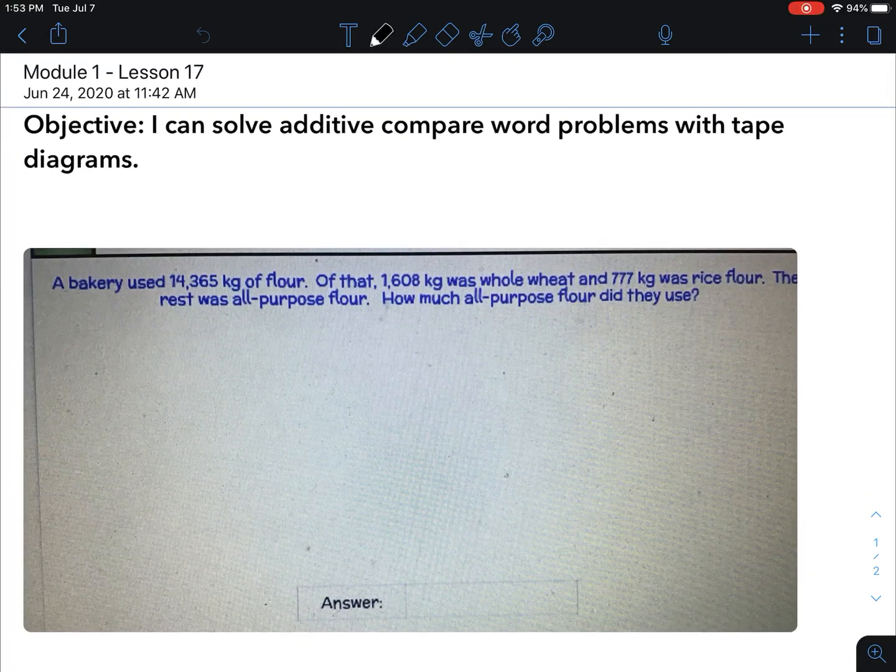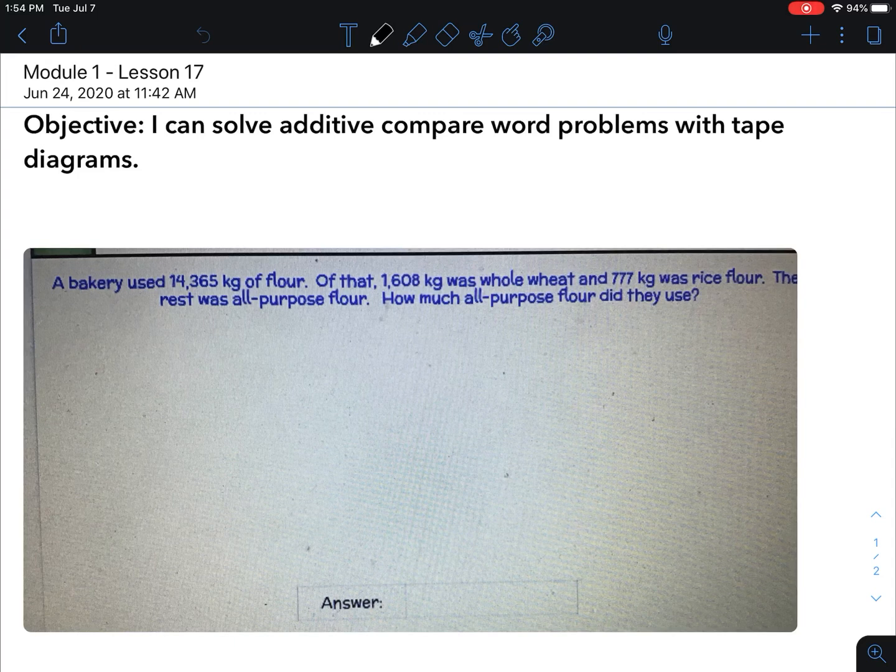All right, the objective for this last lesson for module 1 that we're going to cover is I can solve additive compare word problems with tape diagrams. And so basically what that means is we're just going to use tape diagrams to help model these problems and help us solve them.